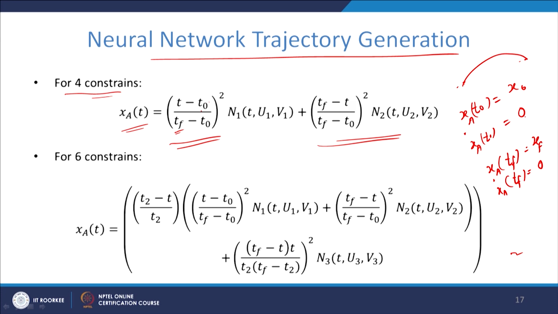So, if the initial position, velocity, final position, and final velocity are given, 4 conditions, then we can generate a trajectory using a neural network. The neural network can be written as given in the previous slide. Here t is the input and the value of the neural network is the output, and we can consider any number of neurons. The selection of the number of neurons in the hidden layer is left to the user.